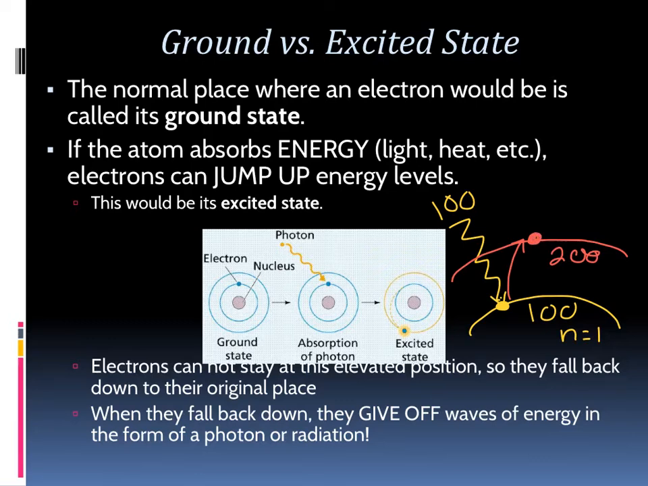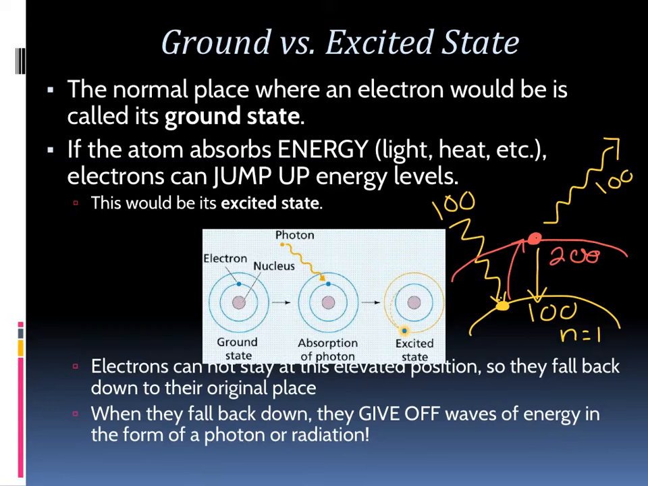Now, it can't necessarily stay there. That energy level likely already has electrons in it. Plus, that electron isn't traditionally supposed to be in that particular place, and something needs to occupy the first energy level. So it's going to drop back down. And when it drops back down, that energy that it added to go up to 200 in this particular case is given off. So that's pretty much what it's all in these pictures.